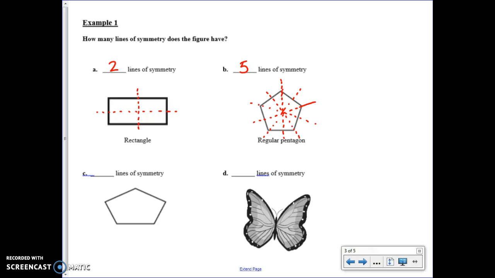Now, this one doesn't tell us it's regular. It looks like it's been stretched out a little bit. It looks to me like we probably could still fold it in half this way, but we couldn't do any more than that. So this one would have 1 line of symmetry. And then our butterfly, right down the middle, has 1 line of symmetry.